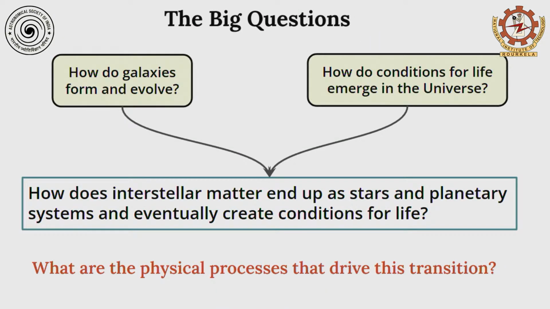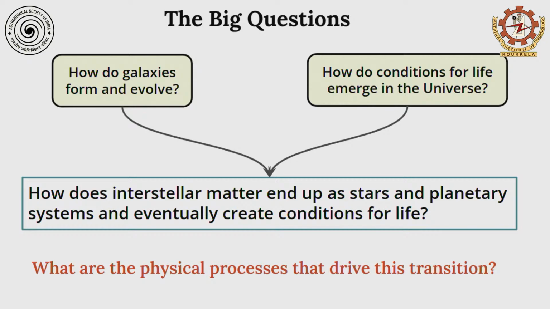Just to provide you a larger context for galactic star and planet formation studies, two of the big questions in contemporary astrophysics are how do galaxies form and evolve, and how do conditions for life emerge in the universe. The process central to these two questions is what star and planet formation studies address, namely how interstellar matter ends up as stars and planetary systems and eventually creates conditions of life, and what physical processes drive this transition.